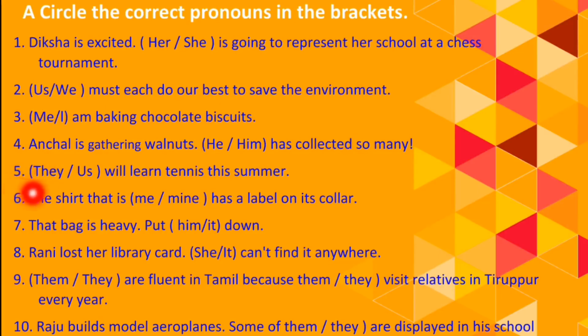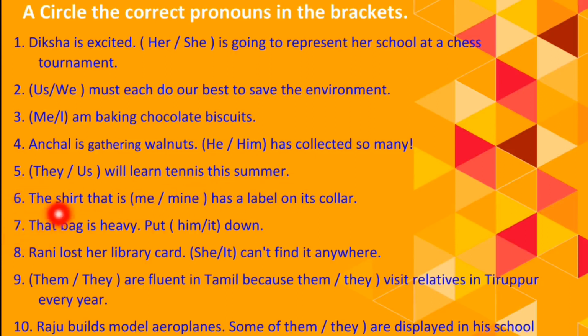Now let's see the fifth one. They or us will learn tennis this summer. Remember children, they is a subject pronoun and us is the object pronoun. So we will write the subject pronoun. They will learn tennis this summer. They.